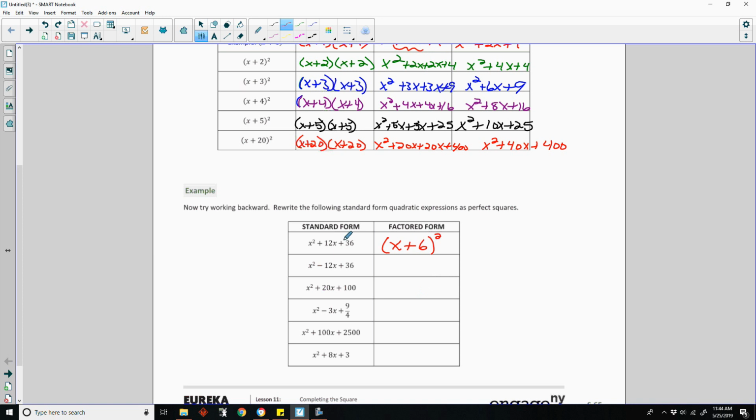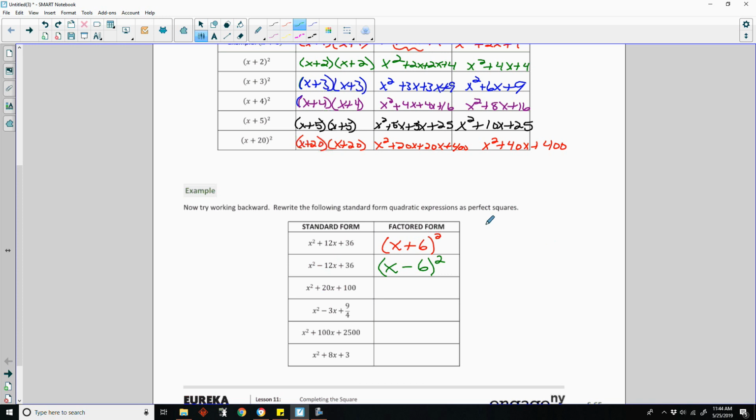And check, is 6 times 2 12? If so, then we chose the right factor. So here's the factored form. So the square root of the last term, and it's the middle term divided by 2, going in the reverse direction. So now when I do this one, watch your signs though. We're going to have a minus sign here because of this minus sign here. Remember, a negative times a negative is positive, so that will give us a positive at the end here. The square root of 36 is 6, and 6 times 2 is 12, so this is x minus 6 squared.